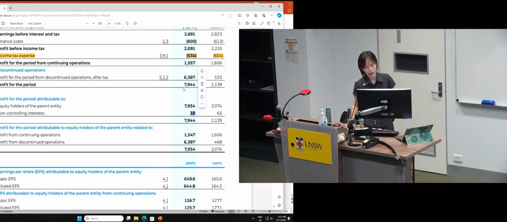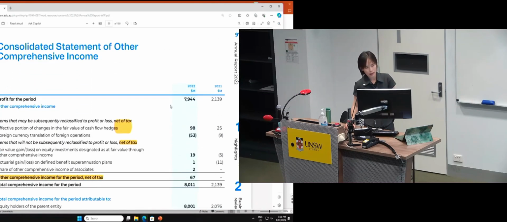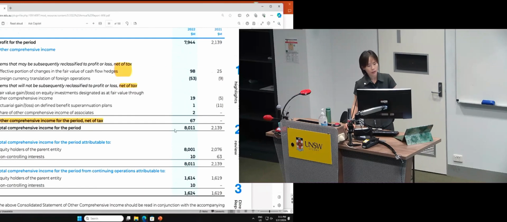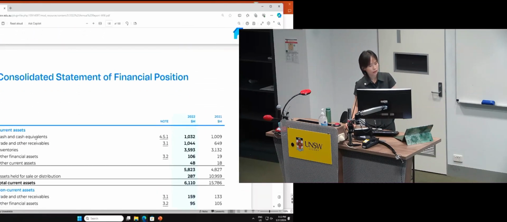Now this is in the statement of P&L. Then, moving down to the statement of other comprehensive income, you first of all have to calculate the total comprehensive income for the period. And that is equal to the profit for the period from the statement of P&L, right? From the previous statement, plus the net of tax other comprehensive income for the period. Then you've got total comprehensive income. Now, once again, the total comprehensive income needs to be divided into two parts: the parent shareholders' share and the NCI share.